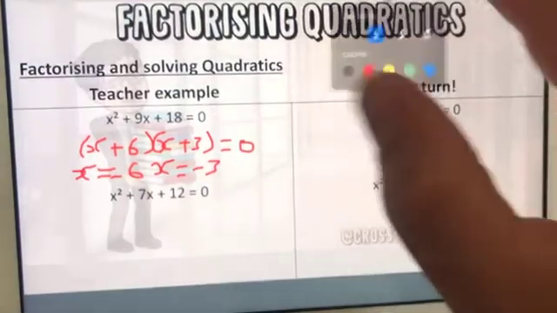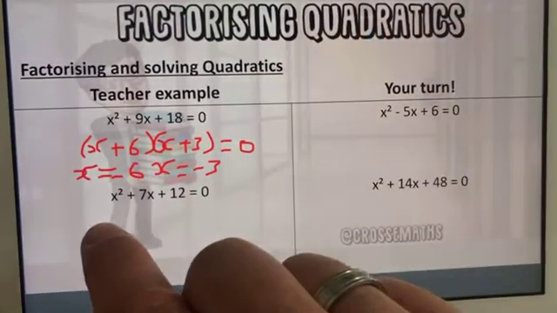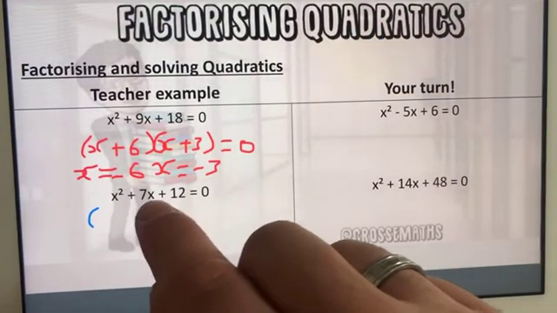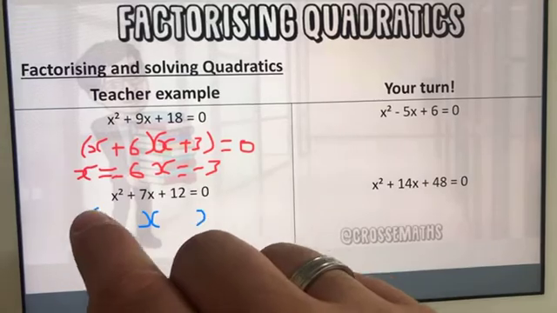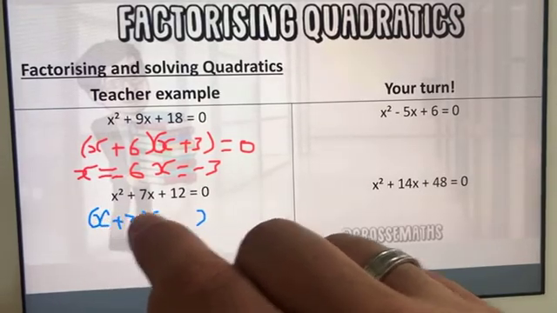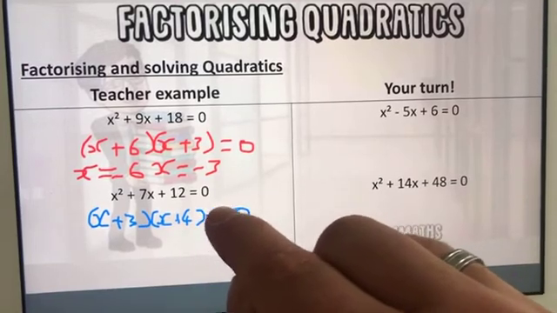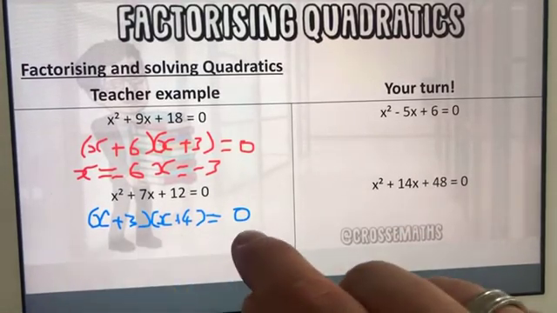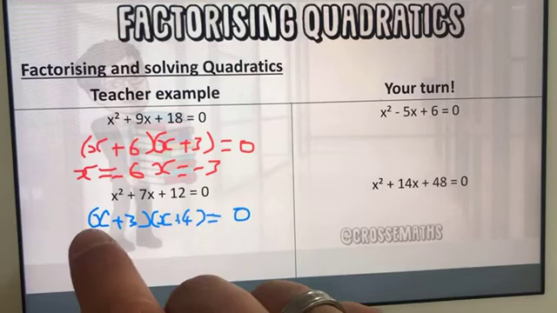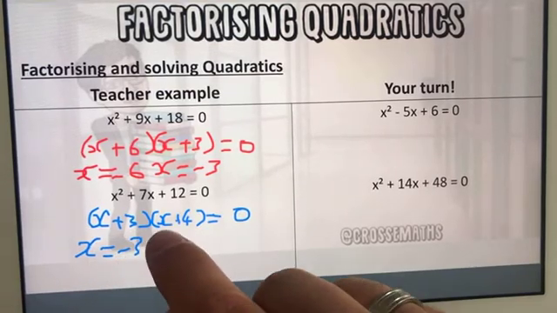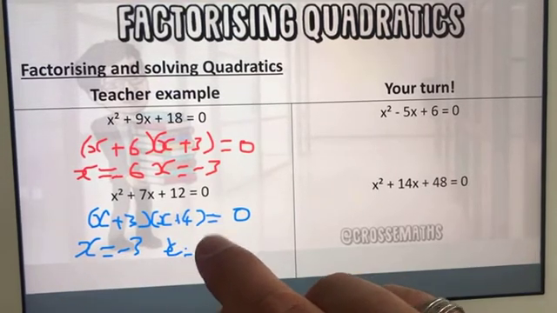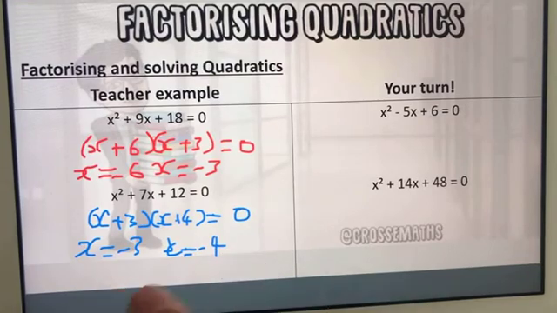Down the bottom, same thing. I had x plus 7, x plus 12, and we decided it was x plus 3, x plus 4, all equal to 0. If I want to cancel these out to make an answer of 0, it would have to be x equals minus 3 or x equals minus 4. Only those two answers would work to equal 0 to make this equation work.